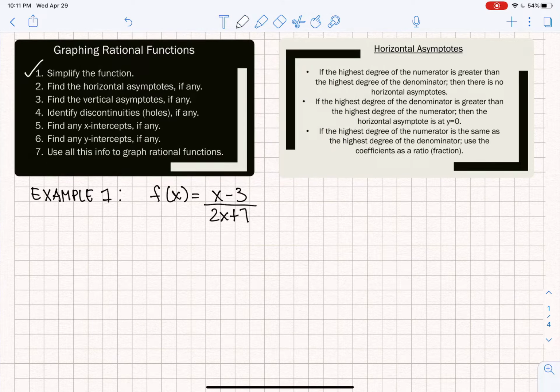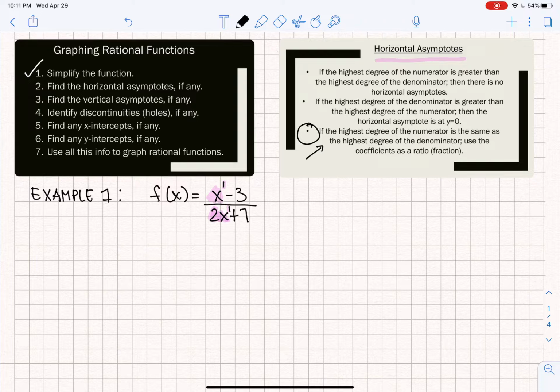Next we're going to find the horizontal asymptotes, if any. For this one, we have to look at our criteria. We're going to look at the highest degree of the numerator. This is to the first power, and this is also to the first power. So these two are the highest degrees, and we're going to compare them. Is one of these greater than the other? This is degree 1, this is degree 1. No, there's not one greater than the other, so we're looking at this criteria here. They are the same.